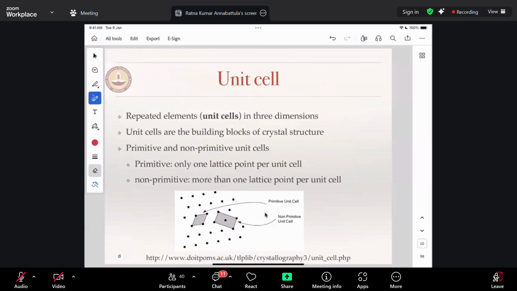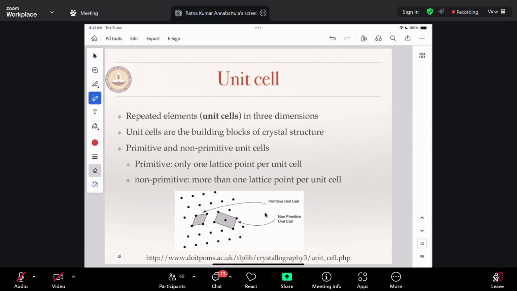So now let us look at the second definition. Next is unit cell. What do you mean by unit cell? When we talked about lattice, we talked about a point. Now we'll talk about unit cell. These are basically repeated elements in 3 dimensions. But when we are describing it, we'll show it in 2D. Whenever we are discussing crystal structure, it should be a 3-dimensional repeated structure. That is why it is a repeated element in 3 dimensions.